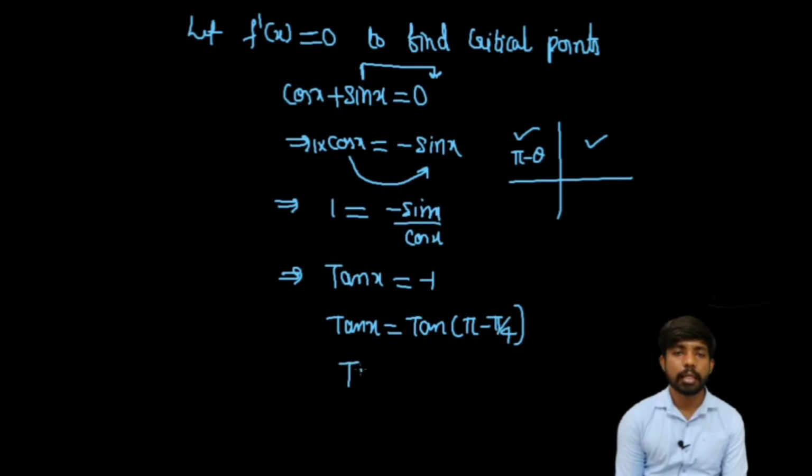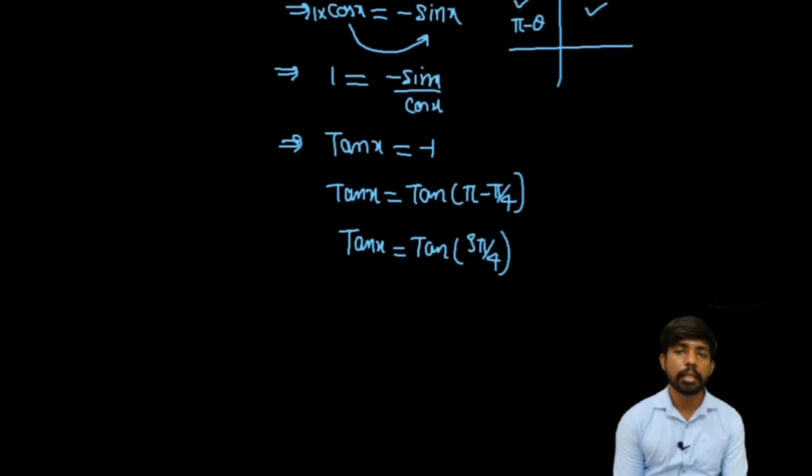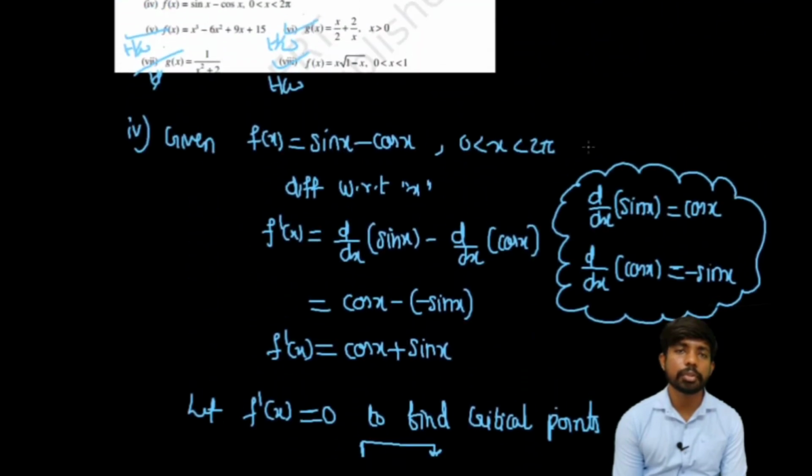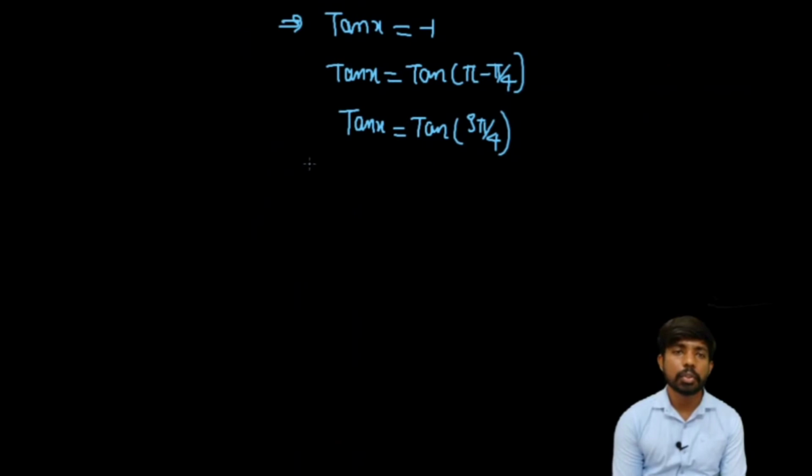So here tan x is equal to tan of (4 pi minus pi) by 4, which is 3 pi by 4. So tan x is equal to tan y. Now here we need to find the solutions which lie from 0 to 2 pi. So I will write it.